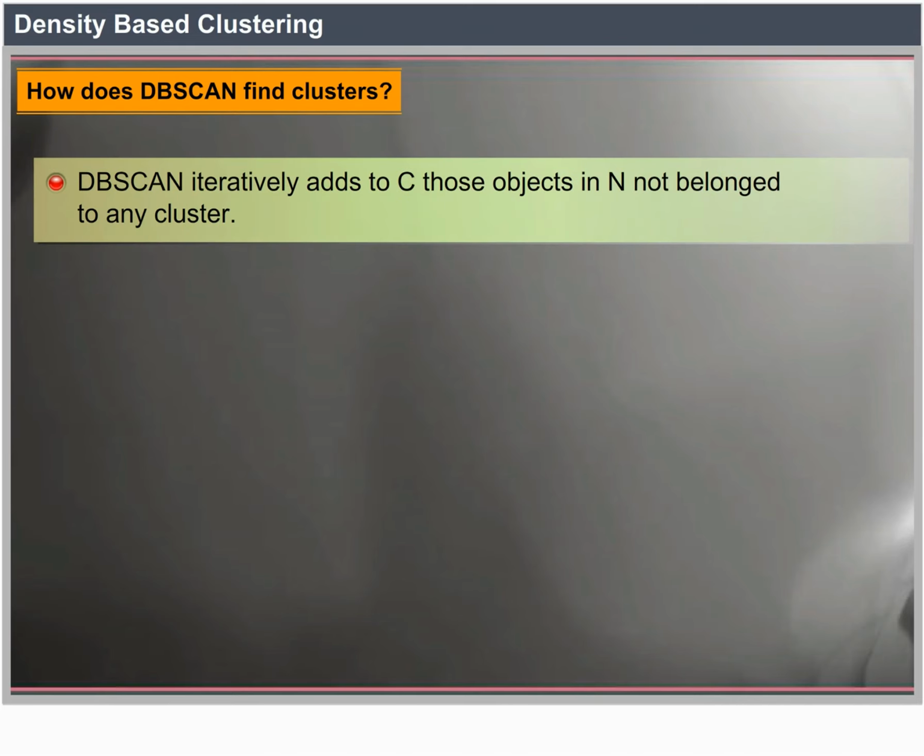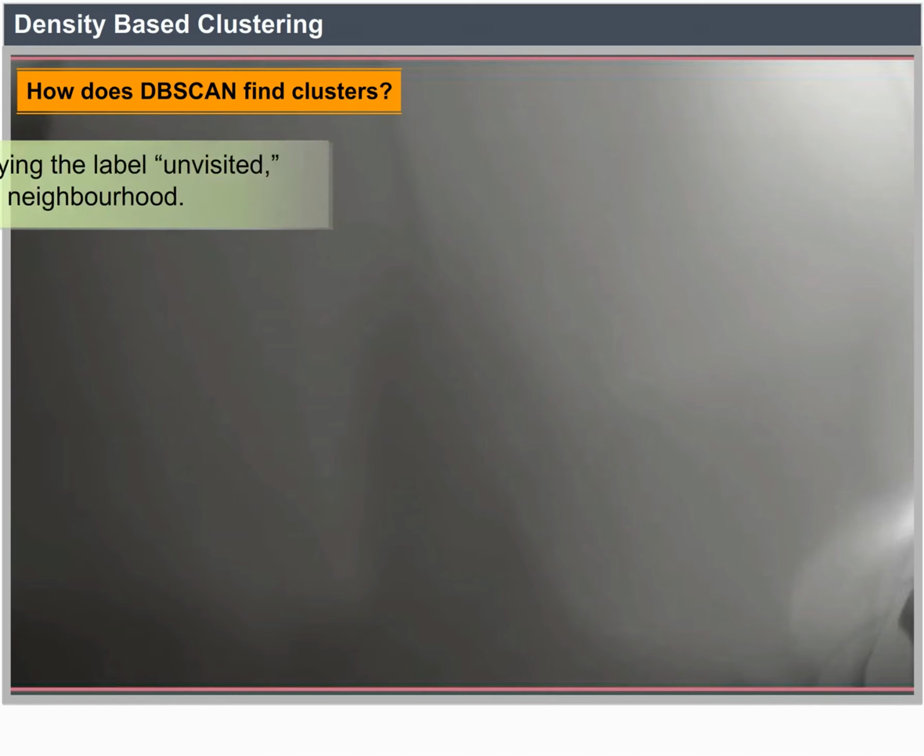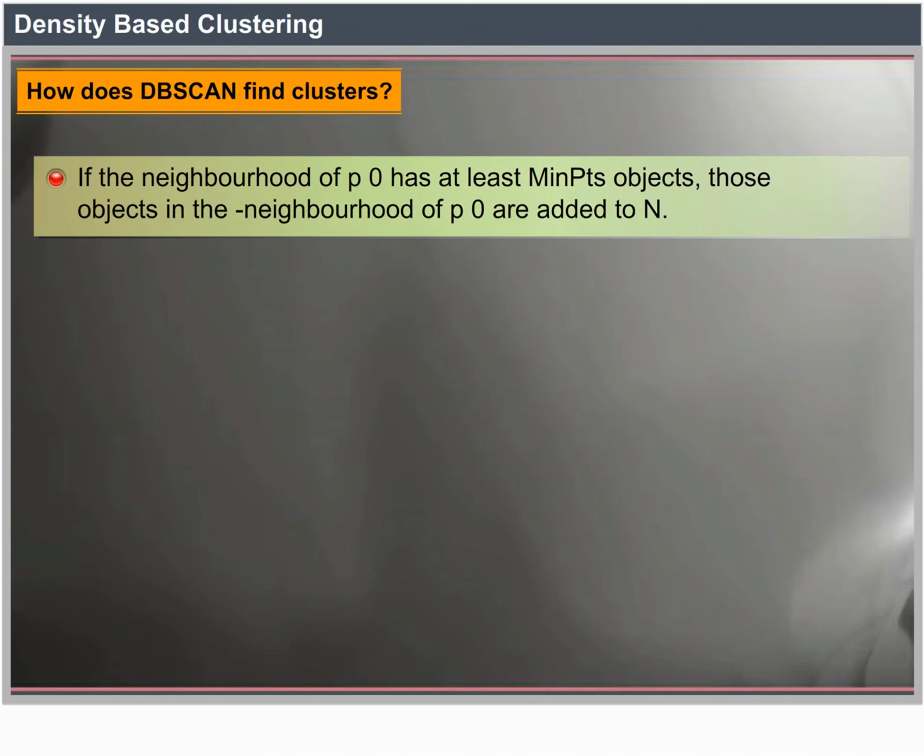DBSCAN iteratively adds to C those objects in N that do not belong to any cluster. In this process, for an object P dash in N that carries the label unvisited, DBSCAN marks it as visited and checks its neighborhood. If the neighborhood of P dash has at least min points objects, these objects are added to N. DBSCAN continues adding objects to C until C can no longer be expanded, that is, N is empty. At this time, cluster C is completed and thus output.